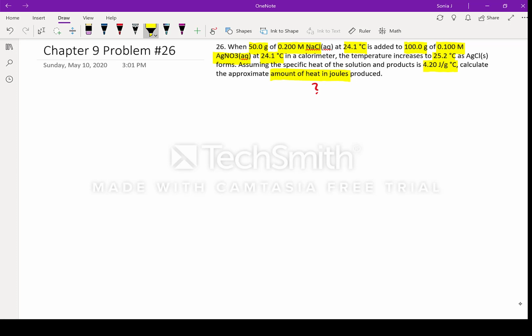Looking at all of that, we're going to think about what formula we can use that's going to help us calculate the amount of heat in joules that was produced. The first thing I think of when I see a question that looks like this is this formula. We're just going to write down what it means for the sake of remembering.